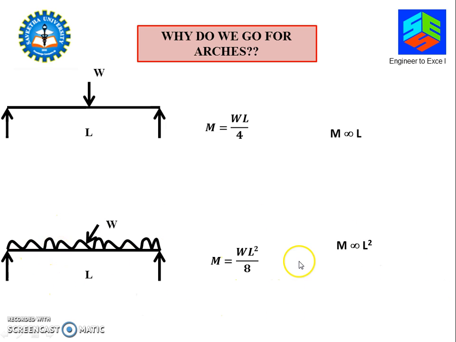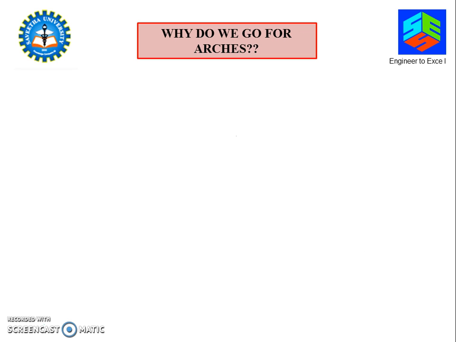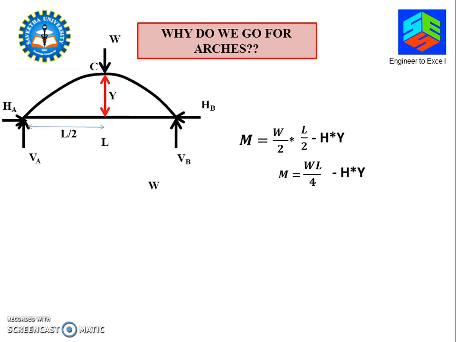So what does it mean? If you increase the span, the moment increases by the square of the span. So what happens when bending moment increases? When bending moment increases, you will have to provide a heavy beam section to counter this bending moment. So as structural engineers, our aim is to reduce the bending moment as much as possible. If it can be 0, that is the best. Let us see what happens to the bending moment at the center of an arch.